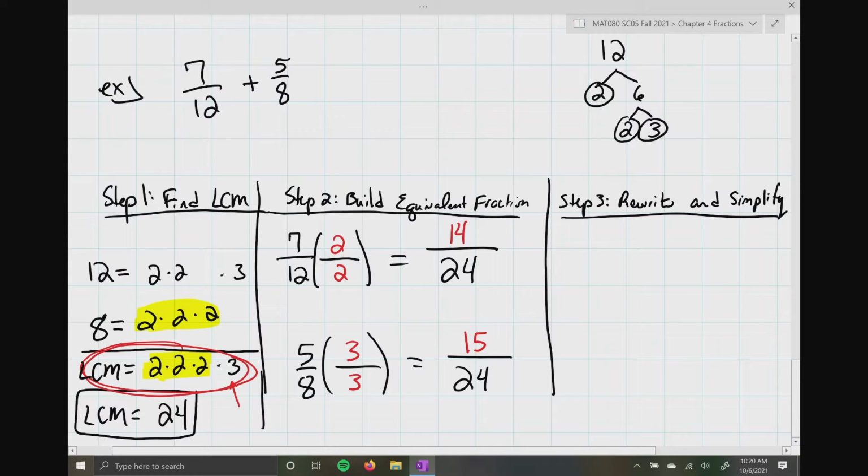You're finding that LCM and you're noticing, oh, I have 8, which is 2 times 2 times 2. The only number I don't have is that 3. So I'm going to multiply that 5 over 8 by 3 over 3. Does that make sense, everyone? Okay? Now go ahead and write this down. I'm going to clean this up on the left-hand side here.